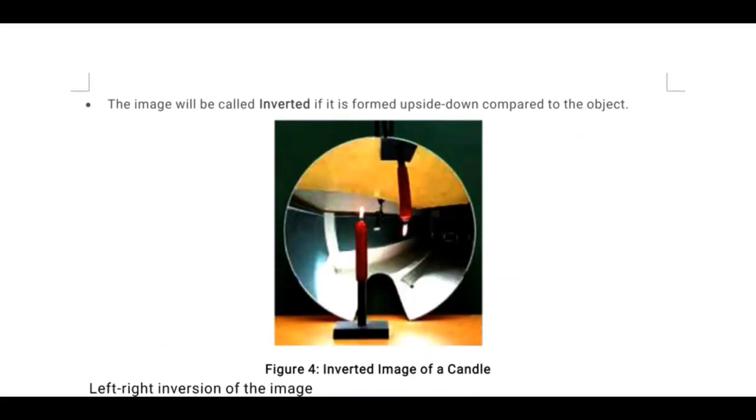The image will be inverted. When it is inverted, it is formed upside down compared to the object. What is meant by inverted? Inverted itself shows the upside down of an object, right?